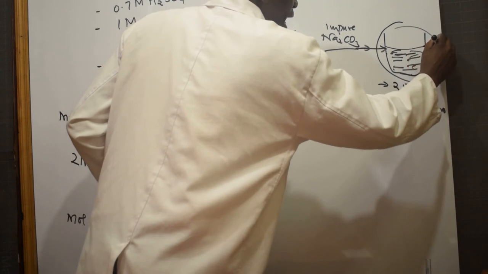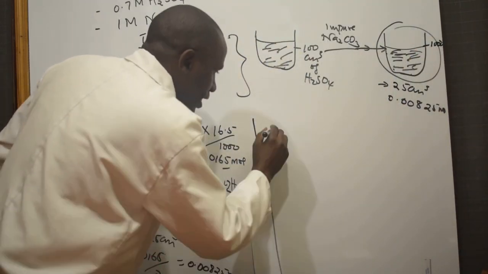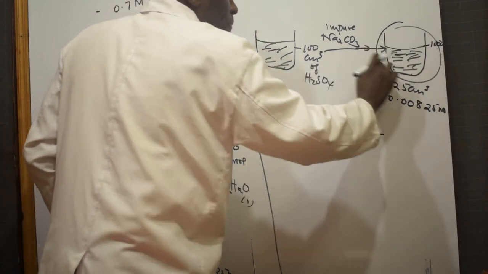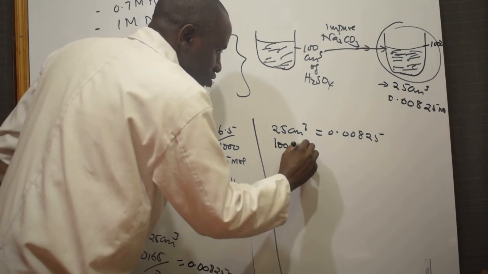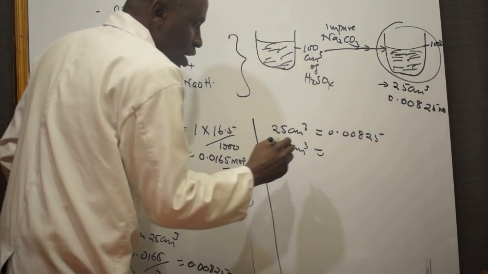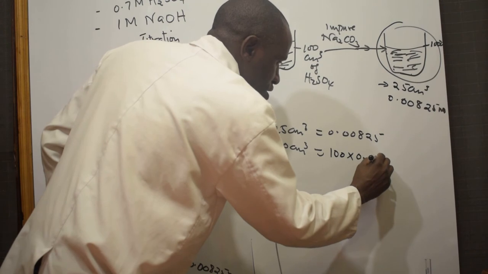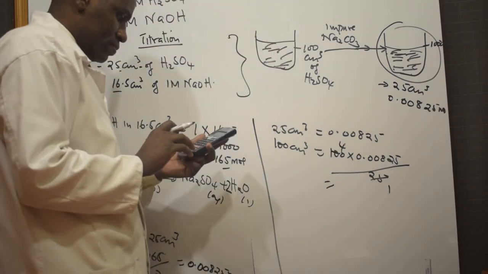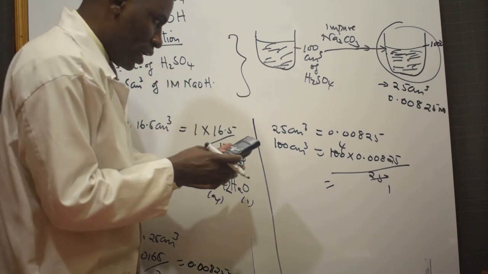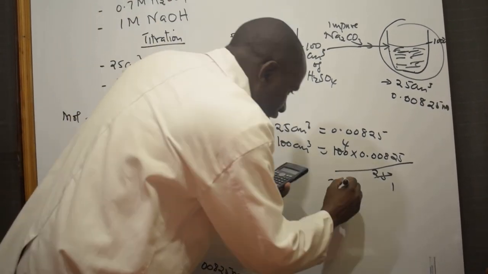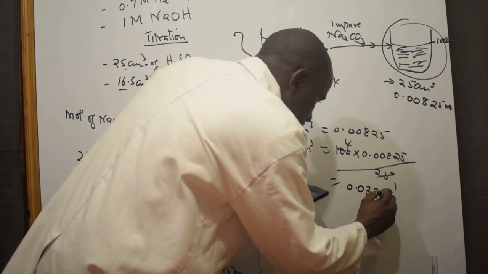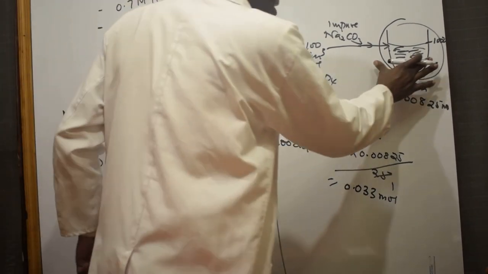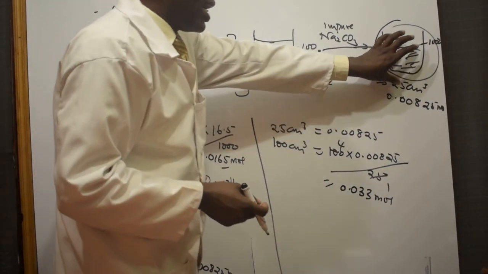Now, what about the 100 cubic centimeters of this? Remember, this one was 100 cubic centimeters. If 25 cubic centimeters contains 0.00825 moles, what about 100 cubic centimeters? We're just going to cross multiply: 0.00825 divided by 25, and obviously I'm going to multiply by 100, which is the same as multiplying by 4, and what I'm going to get here is 0.033 moles. Look at that, 0.033 moles. So these were actually the moles of sulfuric acid that remained.